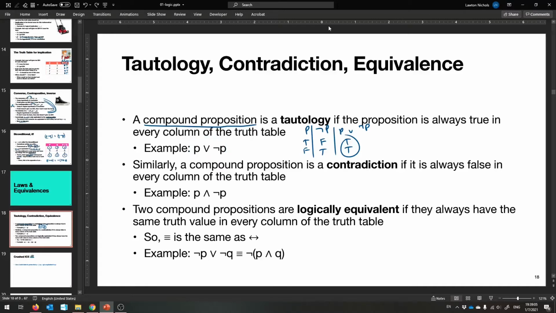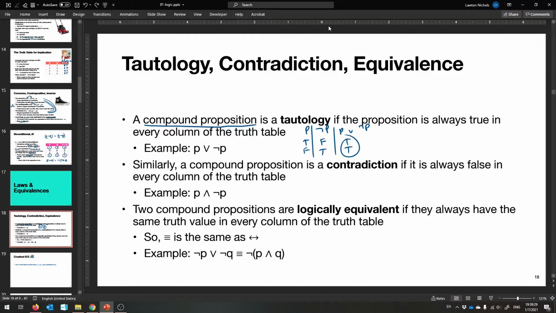It happens. Also, there's the opposite, the dual, if you've heard that term and you're used to it. A proposition is a contradiction if it's always false in every column of the truth table. So just like or and and are duals, tautology and contradiction are duals, we say. I'm not going to test you on this term, but if you ever get into fancy math, you might hear that word again.